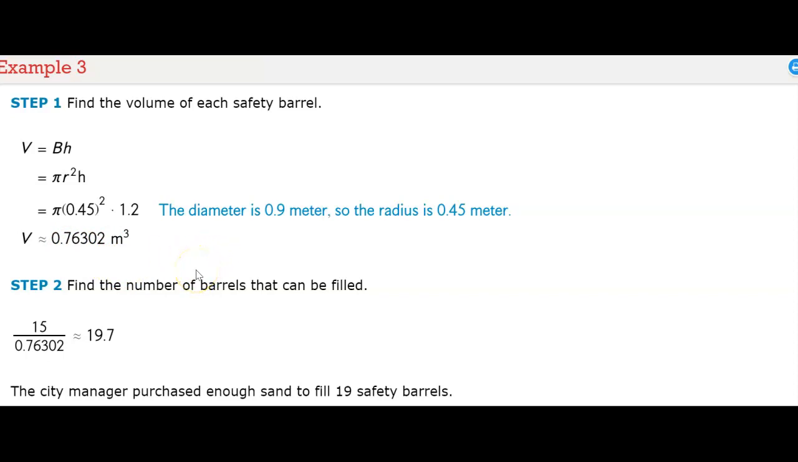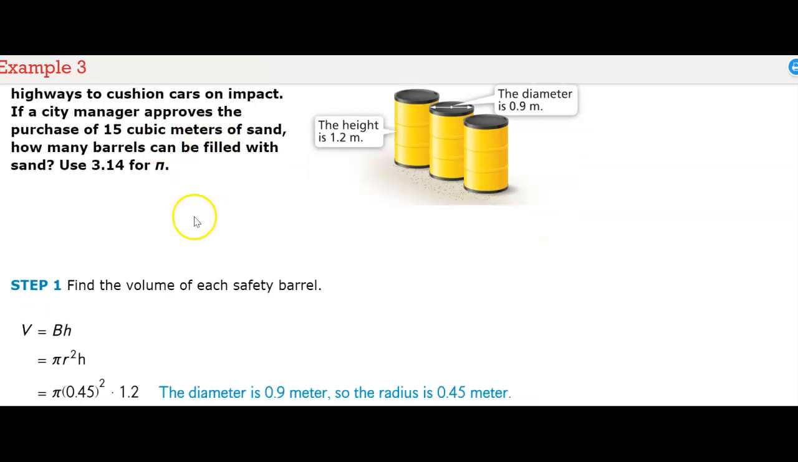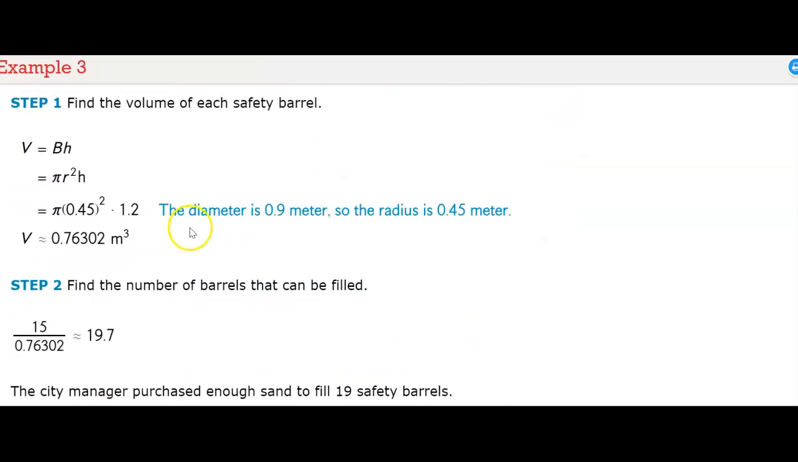And then step 2 is to find the number of barrels that can be filled. So there were 15 cubic meters of sand that were bought. So we have to divide that by the amount for 1. And so when you divide it, it's approximately 19 7/10. So they can fill up 19 fully. The 0.7 is only a portion of a 20th barrel, but it won't be completely full. So they want to know only the completely full barrels, and that is 19 total barrels.